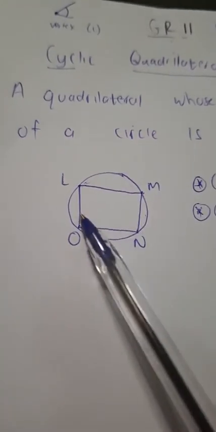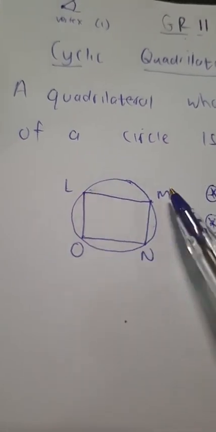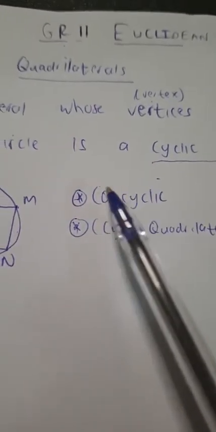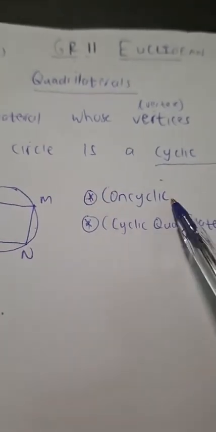And this is a diagrammatic representation of what we mean by a cyclic quadrilateral. What can you see here? All four of the vertices lie on the circumference of the circle. And then we can say alternatively, this here is concyclic.